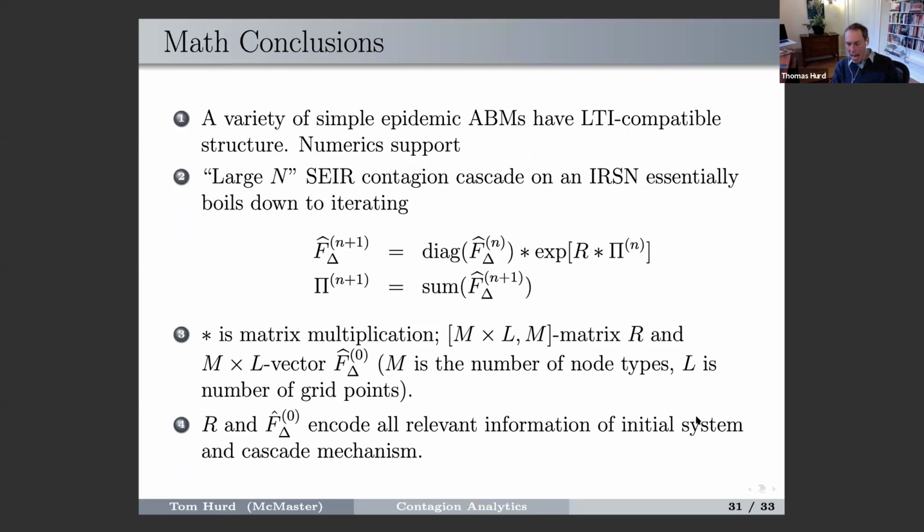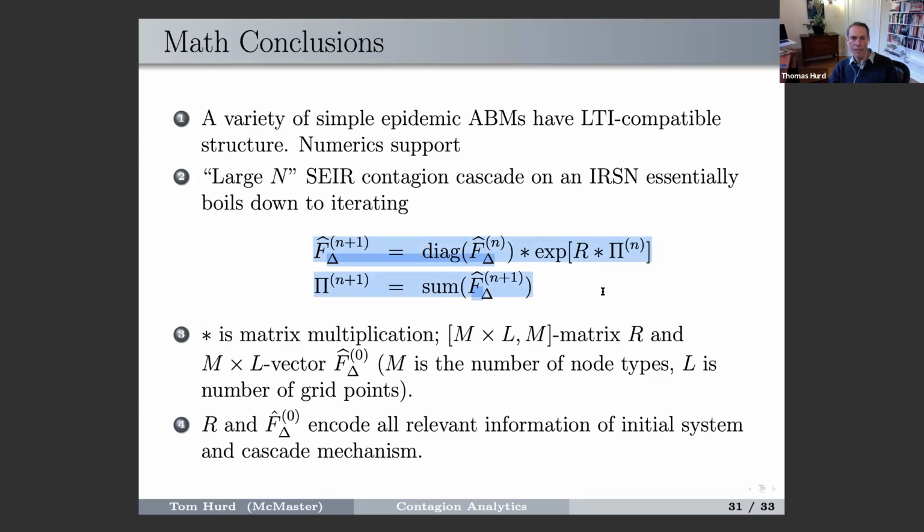So the math conclusions, just to wind up, are that some of these agent-based models have, I didn't complete the first sentence, have this locally tree-like independence compatible structure. And then you get this remarkable reduction of mathematics into essentially 2 lines of MATLAB code. That's what this is, basically.